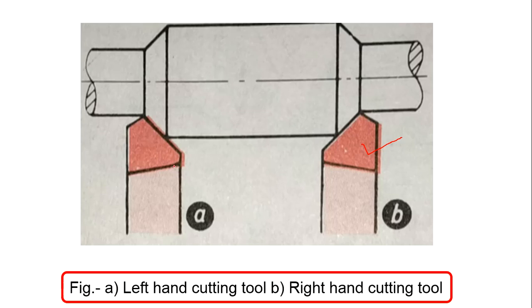Now this one is the left hand cutting tool. Left hand cutting tool will always cut from left to right. Left to right means what? In this direction. So this will cut in this direction. Left to right means from headstock to tailstock. So in this way we can use both types of tool, right hand cutting tool and left hand cutting tool, for machining.